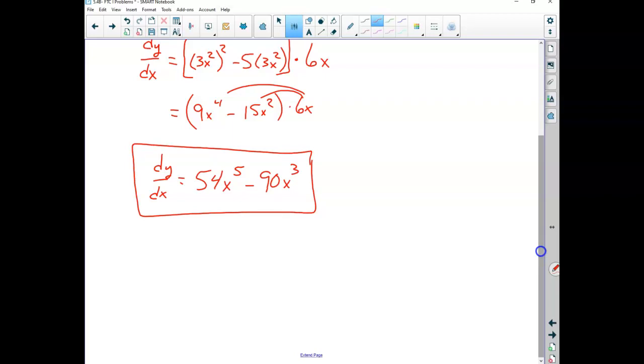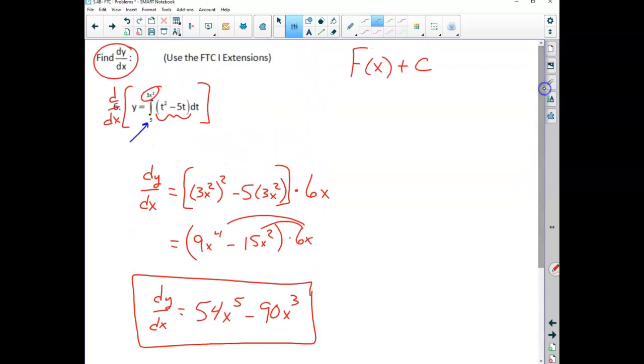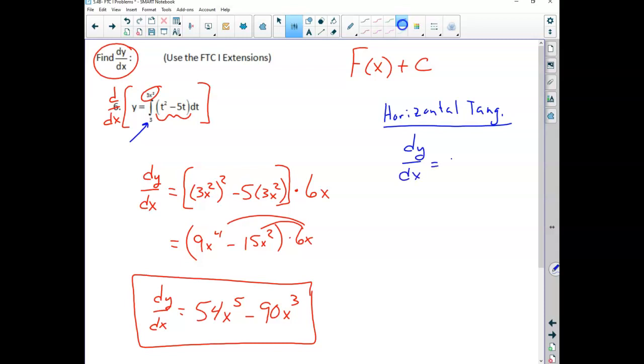Now, please understand, this isn't going to be the only thing you're going to be doing with this stuff, okay? There could be a beautiful extension or follow-up on this that would say, at what values of x does y have horizontal tangents? Whoa, horizontal tangents, what's that talking about? That's not the guys on the beach laying down, okay? Horizontal tangents are when dy/dx equals 0.